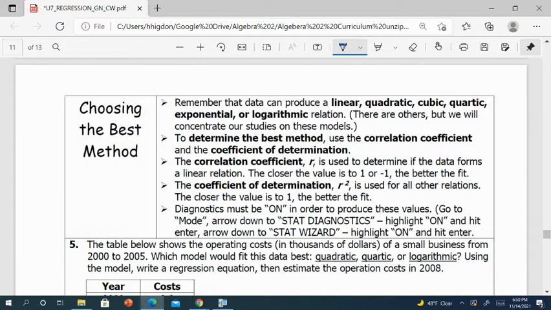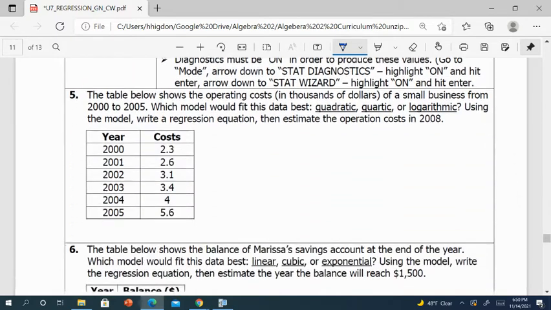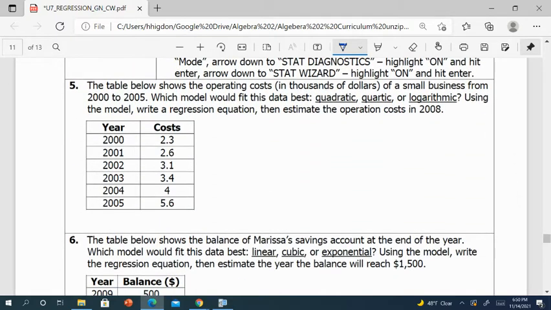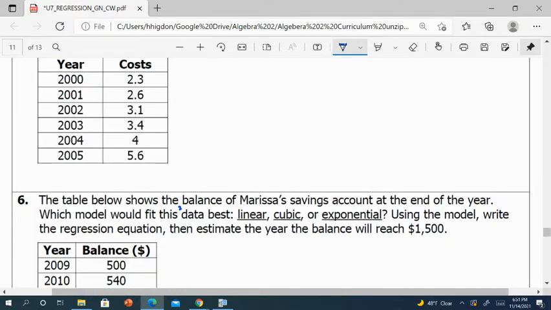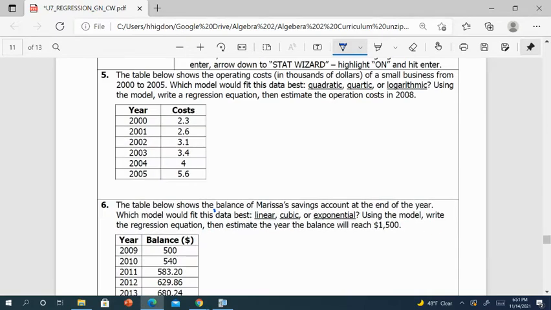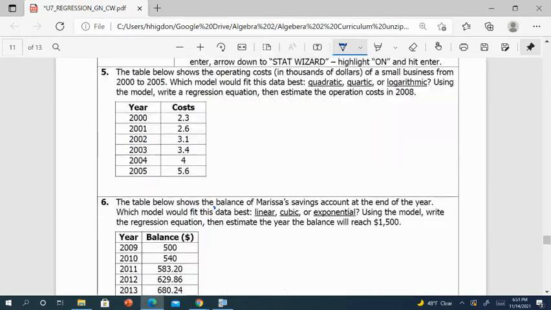So let's look at one of these. Example number 5 says the table below shows the operating costs in thousands of dollars of a small business from 2000 to 2005. Which model would fit this data best? Quadratic, quartic, or logarithmic? Using the model, find the regression equation, then estimate operating costs in 2008.